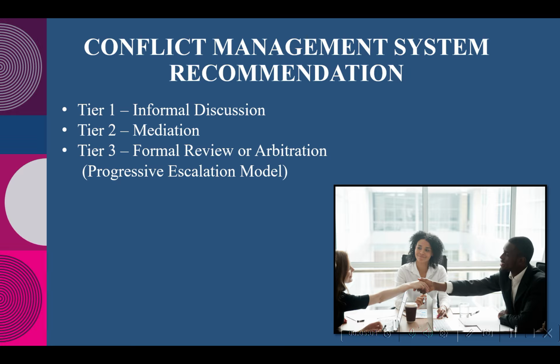For example, Tier 1 focuses on informal discussion and supervisor coaching, allowing concerns to be addressed early before positions become entrenched. If the issue remains unresolved, Tier 2 offers voluntary mediation facilitated by a trained neutral party. If mediation is unsuccessful, Tier 3 provides formal review or arbitration. By using this progressive escalation model, the agency promotes early resolution, reduces unnecessary escalation, and still preserves formal protection when they are needed.